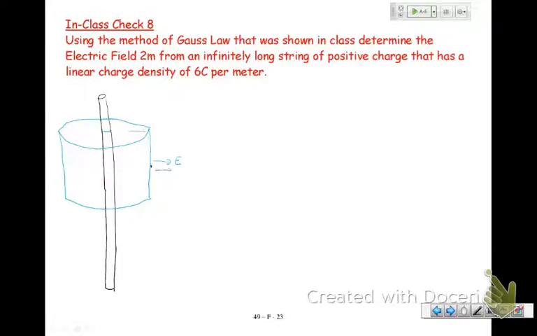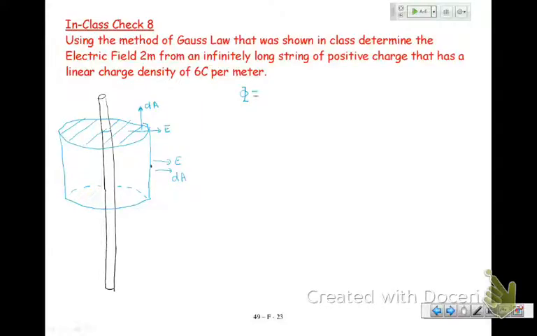On the sleeve, E and dA are going to be parallel. But on the top and the bottom, E and dA are going to be perpendicular. I want E either parallel to dA or perpendicular. What does that mean for my E dA cosine theta? It will be E times dA on the sleeve, and zero on the ends, because cosine theta is 0.